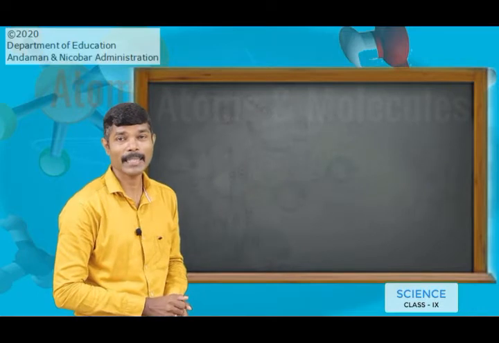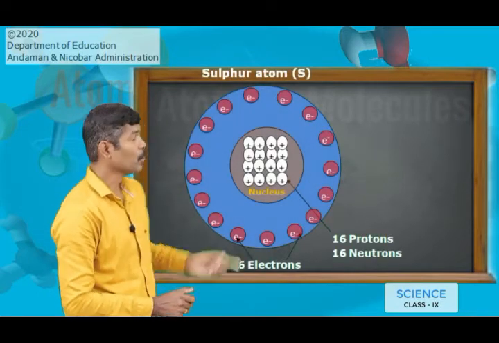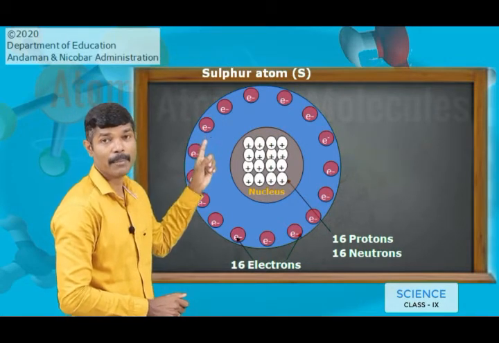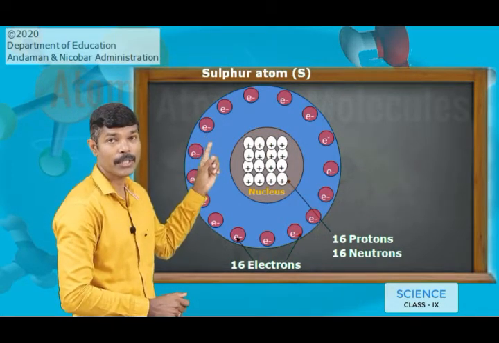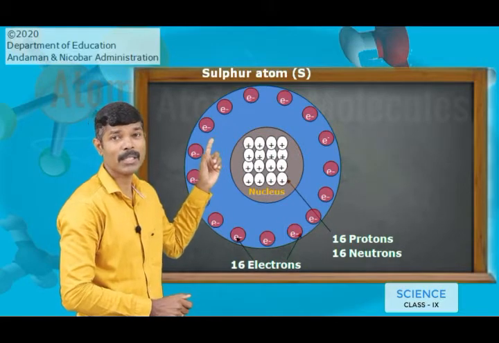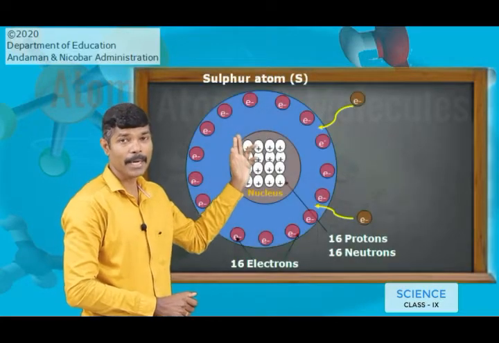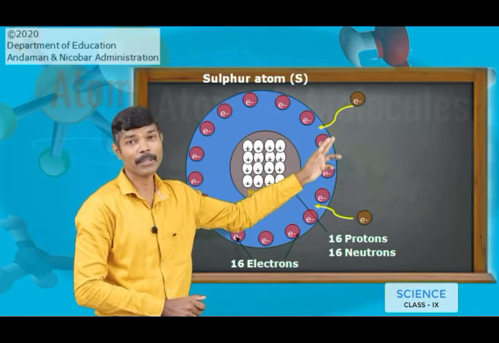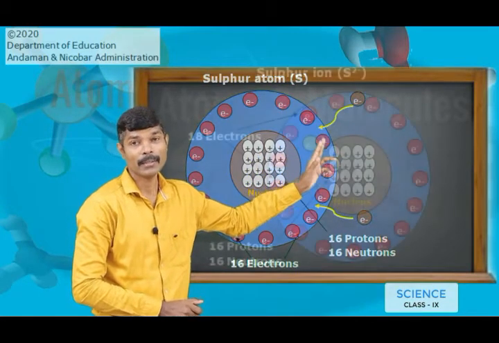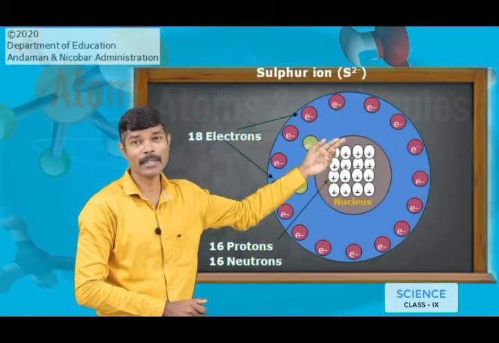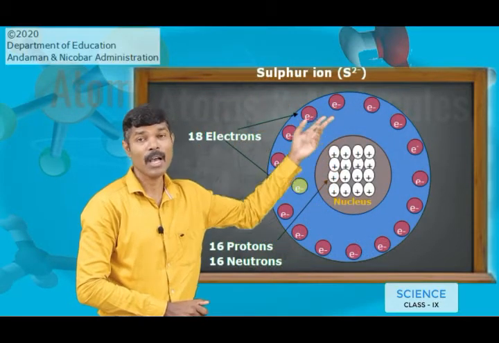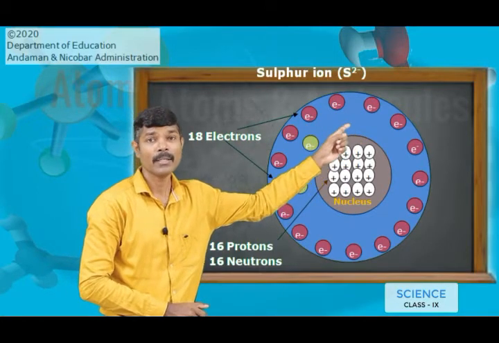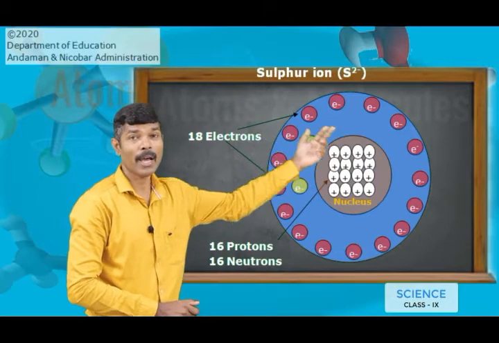Similarly, if you see the example of sulfur, the total number of electrons present in sulfur is 16 and the total number of positive charges is also 16. So as a whole the sulfur atom is neutral. By gaining 2 electrons, what happens? Here the total number of electrons will become 18 and the total number of protons is 16. So the 16 protons get cancelled with 16 electrons. As a result of this, 2 excess negative charges are there over the sulfur atom, so a sulfide ion will be formed.